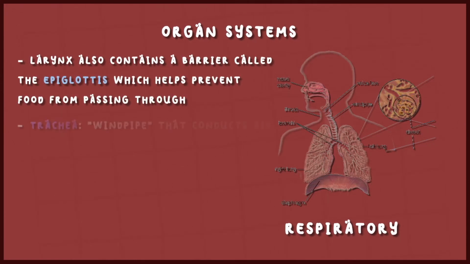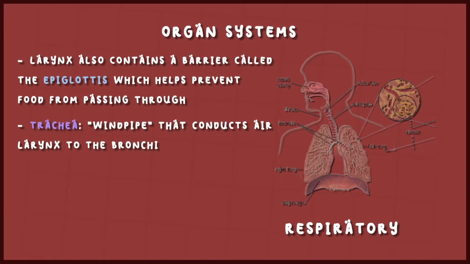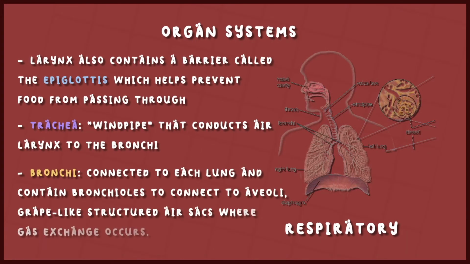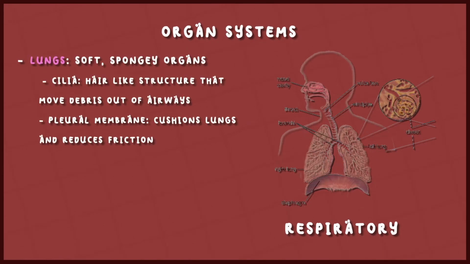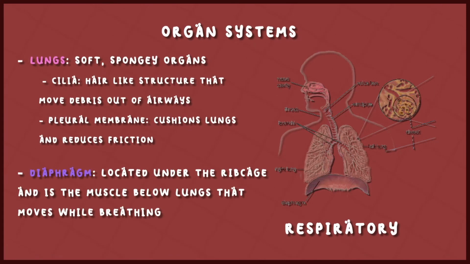The trachea, or windpipe, conducts air from the larynx into the bronchi, which are connected to each lung. The bronchi contain bronchioles, which connect the bronchi to the alveoli, a grape-like structure with air sacs, where gas exchange occurs. From the bronchi, we have the lungs, which are soft spongy organs that include cilia, which move debris out of airways, and the pleural membrane, which cushions the lungs and reduces friction. Lastly, we have the diaphragm, which is the muscle below the lungs that moves when we're breathing.